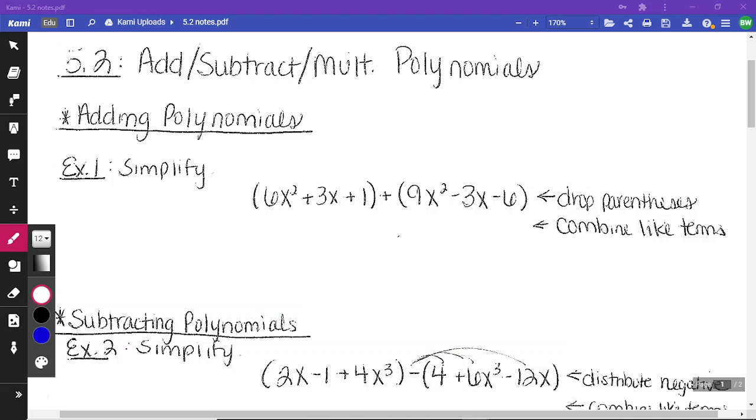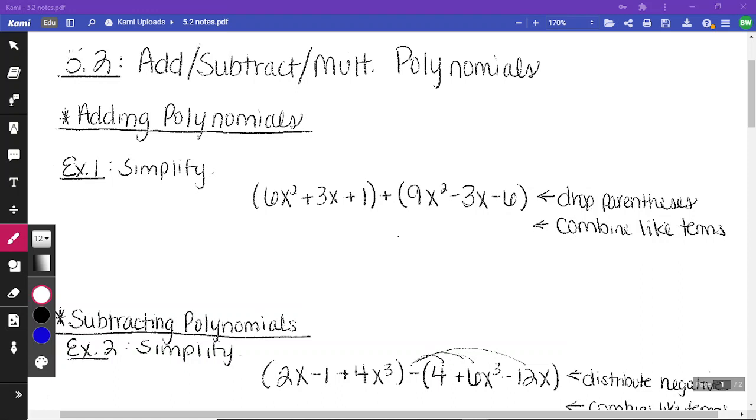Hello, algebra students. We're going to look at section 5.2, adding, subtracting, and multiplying polynomials. So we looked at these exponent properties the other day. We'll have to be dealing with exponents a lot. And now today it's the sort of bigger picture look at doing these operations on the polynomials. Adding, subtracting, multiplying. So look at number 1.